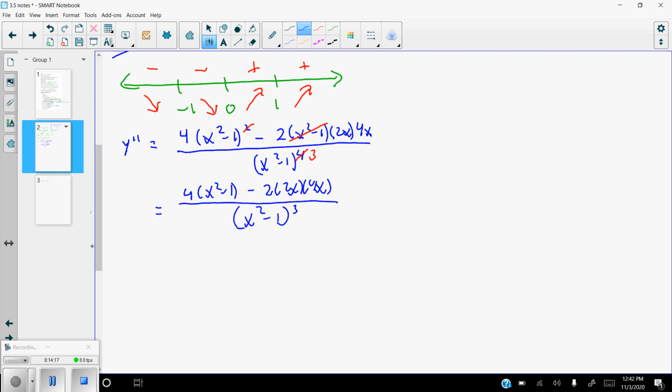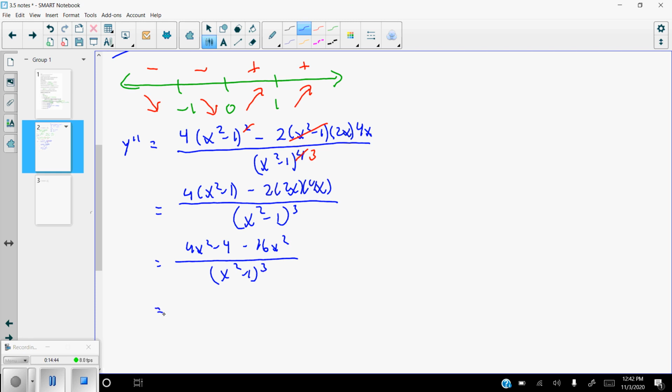All right, let's simplify our numerator. If I distribute the 4, it's going to give me a 4x squared minus 4. And then multiplying all the other pieces, we're going to get 2 times 2x is 4x. 4x times 4x is negative 16x squared. So it'll be minus 16x squared over x squared minus 1 cubed.